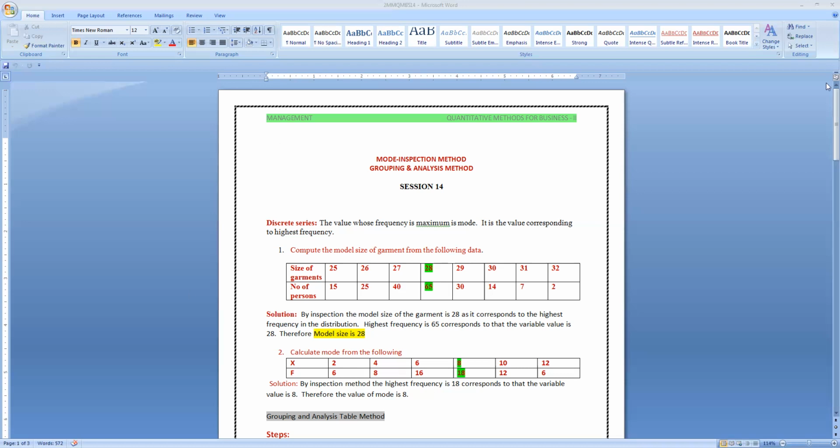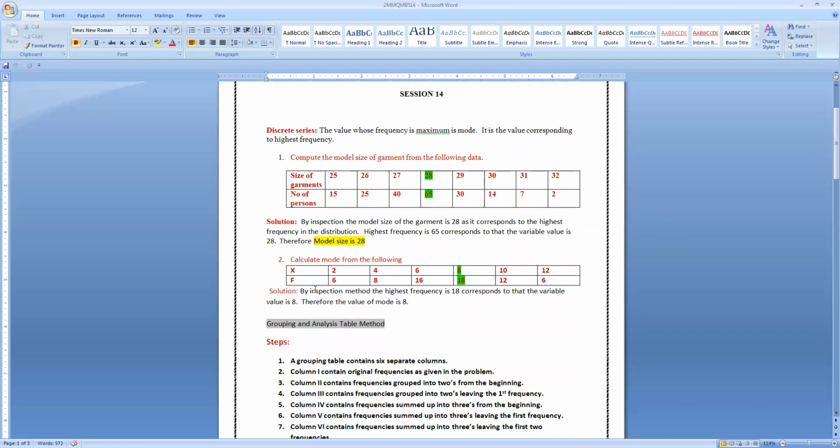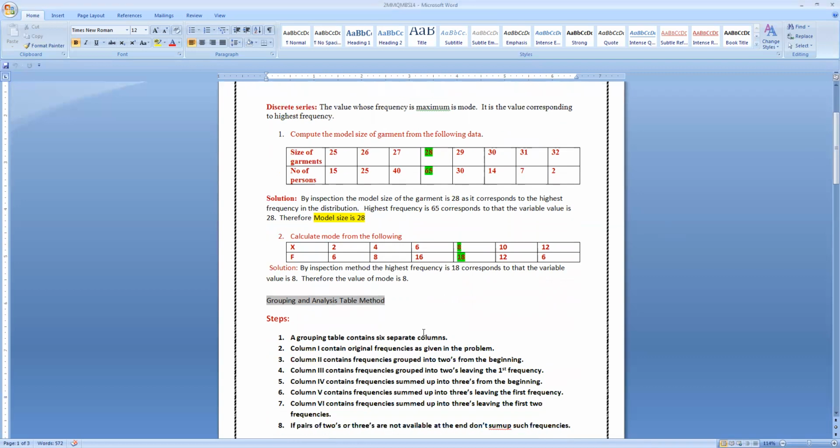In the same manner, let us see the second question. Calculate the mode from the following. Here they have given one X column and another F column. 2, 4, 6, 8, 10 and 12 are the variables, and the frequency values are 6, 8, 16, 18, 12 and 6. In this question, the highest frequency value is 18. Corresponding to that, the value of the variable is 8. Therefore, we can easily highlight that the value of the mode is 8. This is how we calculate in case of discrete series by inspection method.